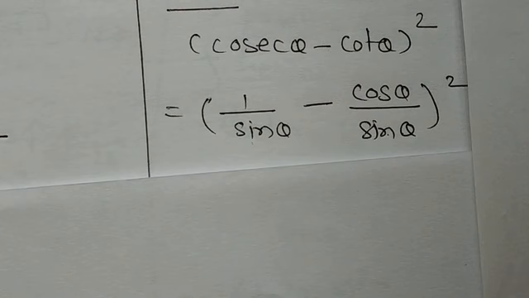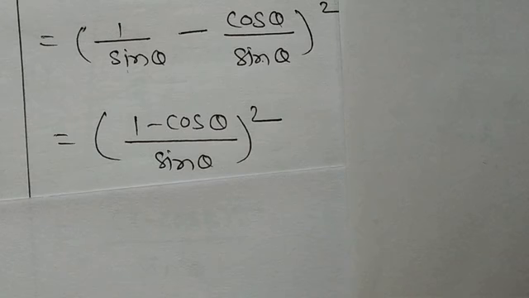Now check it. Here the denominator is the same. This is a rational number format, numerator upon denominator: 1 upon sine theta minus cos theta upon sine theta. The sine theta denominator is the same, so we can solve this subtraction of fractions. Take sine theta as the common denominator and the numerator subtraction, that is (1 minus cos theta) upon sine theta, whole square. So this is ((1 minus cos theta) upon sine theta) whole square; the numerator and denominator are both squared.